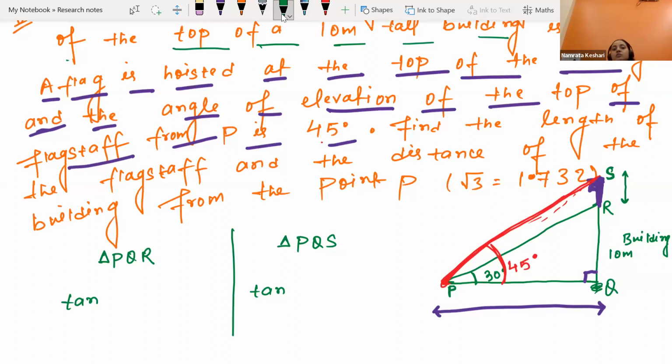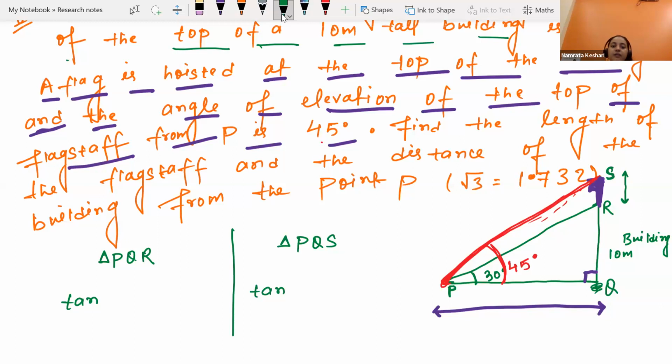Now this type of figure I will draw and I will tell you that this PS is a ladder and the length of the ladder is maybe 30 meters. Then you will focus on the hypotenuse, right?